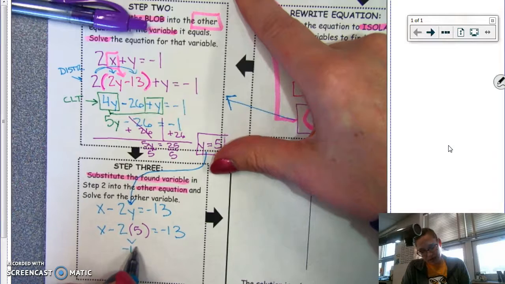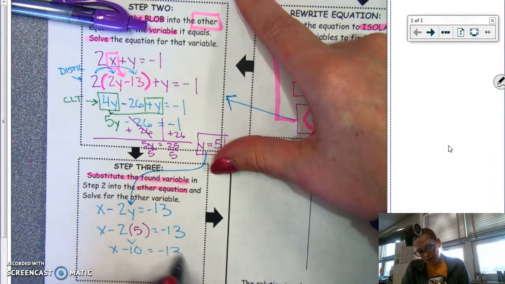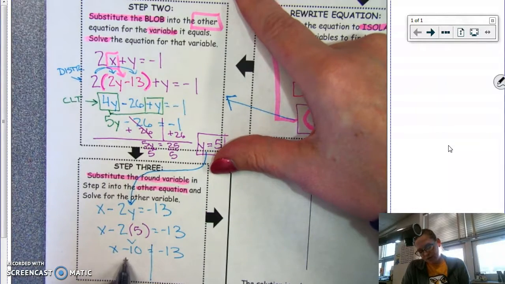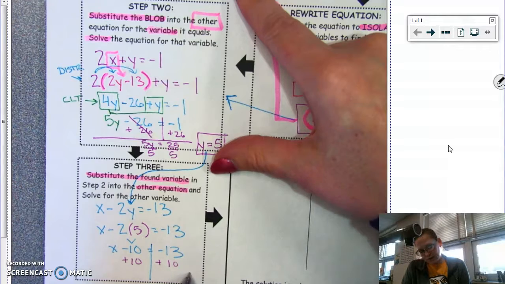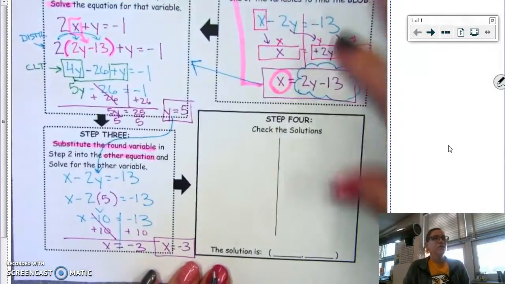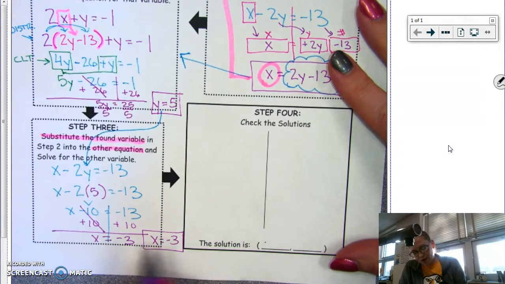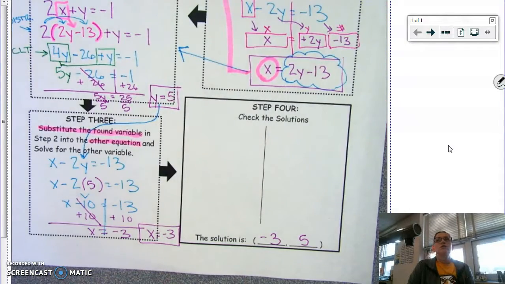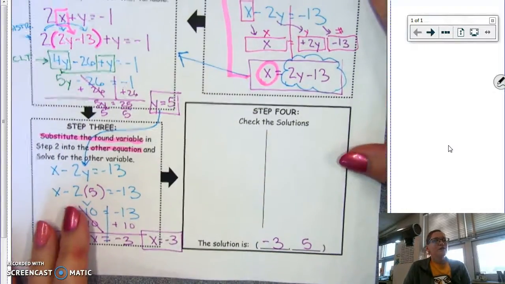Negative 2 times 5 is negative 10. Carry everything down. To get the x by itself, add 10 to this side, add 10 to this side, and I get x equals negative 3. So there's my answer for this one. We now have an x and a y value, so we have a solution to our problem. Our x is negative 3, our y is 5, and we have found a solution to our system of equations without any need to graph at all, just a little extra math.